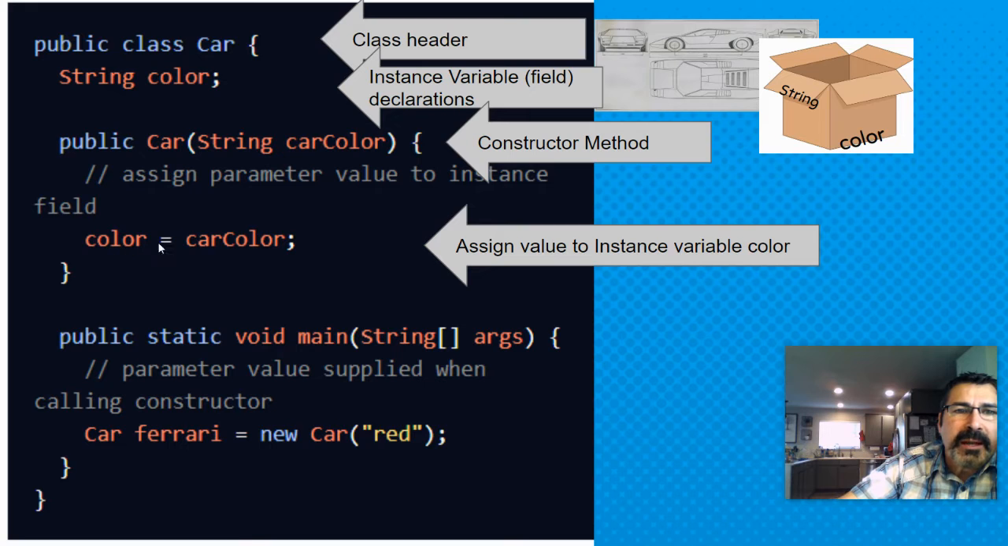So when we say color equals car color, we're assigning a value to the instance variable called color. So this box right here, we're actually going to give it some information. So red, blue, green. So we're assigning a value. We're putting something into our empty box for the first time.